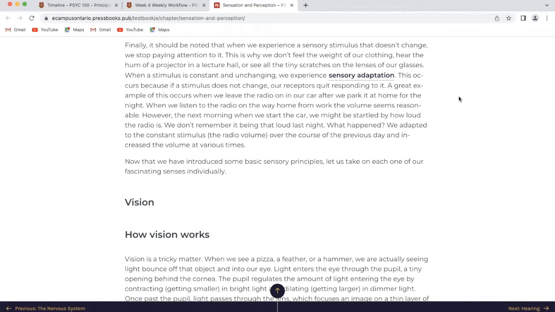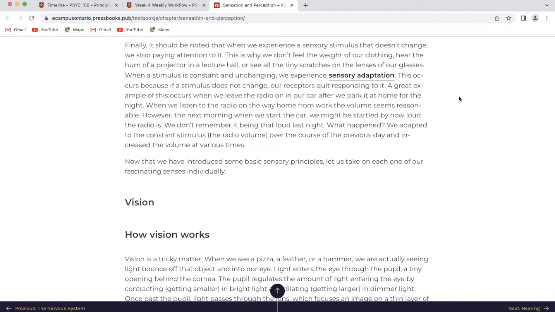A great example of this occurs when we leave the radio on in our car after we park it at home for the night. When we listen to the radio on the way home from work, the volume seems reasonable. However, the next morning when we start the car, we might be startled by how loud the radio is. We don't remember it being that loud last night. What happened? We adapted to the constant stimulus, the radio volume, over the course of the previous day and increased the volume at various times.